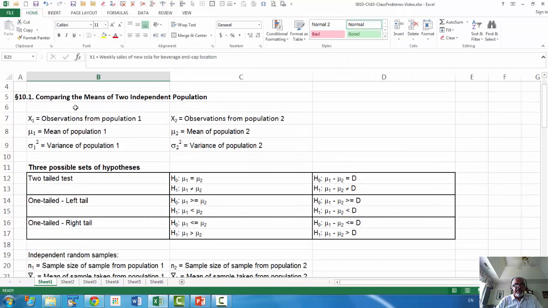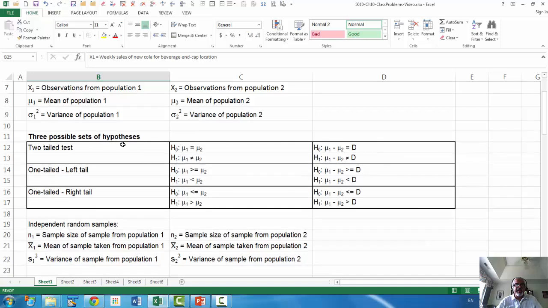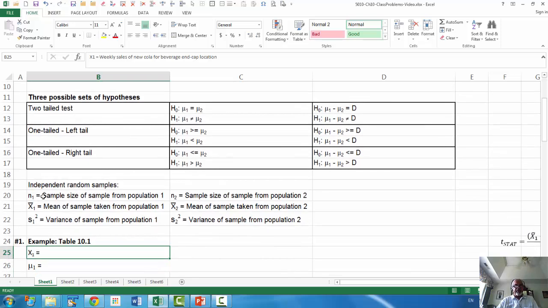So here we have the general notations that we're going to be following. X sub 1 is the observations from population 1, X sub 2 from population 2. Mu sub 1 and mu sub 2 are the two population means. Sigma squared sub 1, sigma squared sub 2 are the two population variances, and these are the three possible ways in which we can set up the hypothesis. And then we're going to have independent random samples. N sub 1, N sub 2 are the sample sizes. X bar sub 1 and X bar sub 2 are the sample means. And S squared sub 1, S squared sub 2 are the two sample variances.